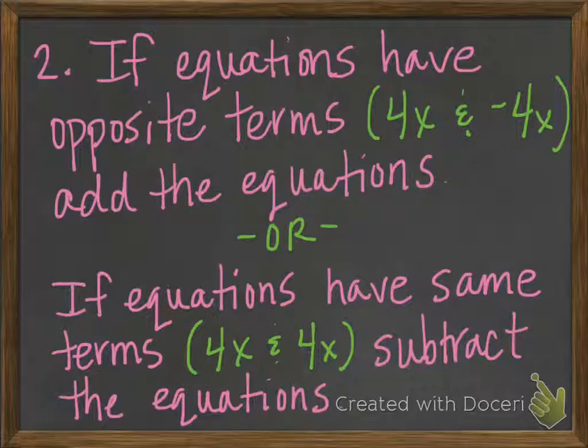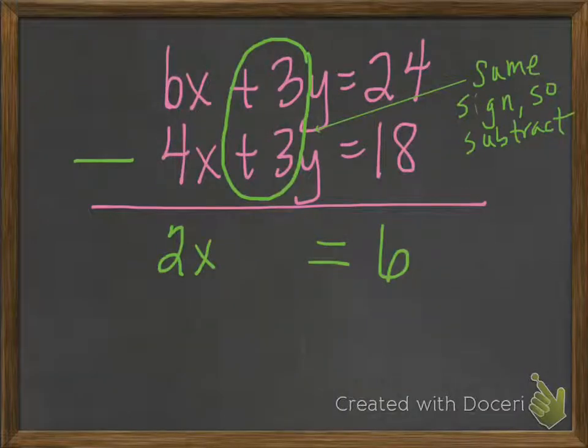Second, if equations have opposite terms, for example 4x and negative 4x, add the equations. Or, if equations have same terms, positive 4x and positive 4x, subtract the equations. So as you can see, they both have a positive 3, so that means subtract.